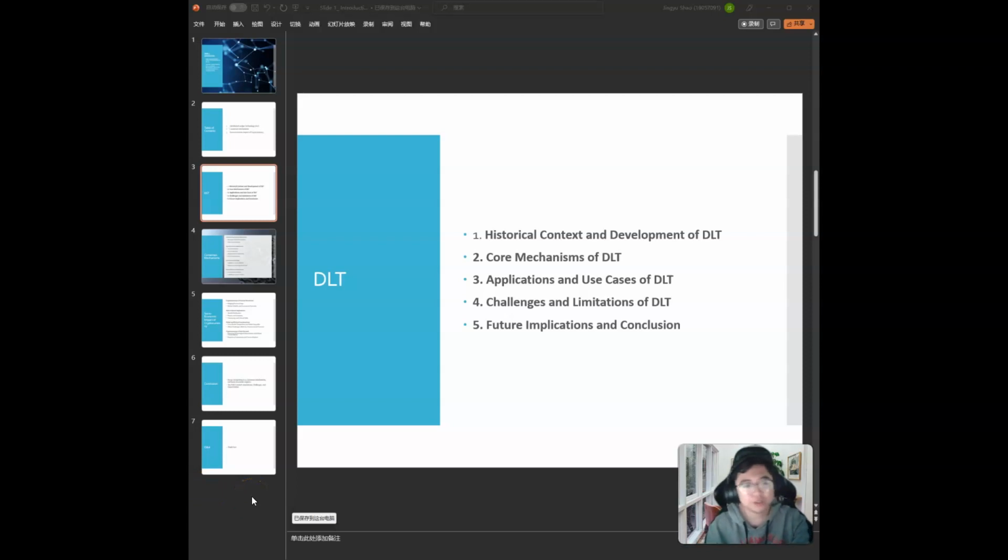Future implications and conclusion. DLT's future ushers in the possibility of interoperable blockchains, further scalability, and enhanced energy efficiency. Innovations and research within DLT continue to burgeon, exploring solutions for present challenges and expanding its applicative domains.